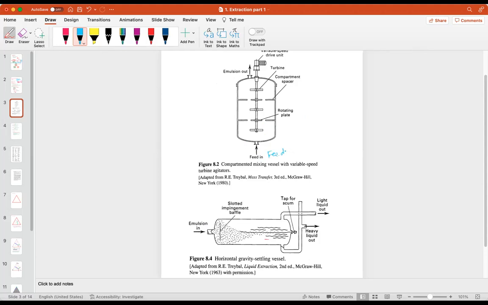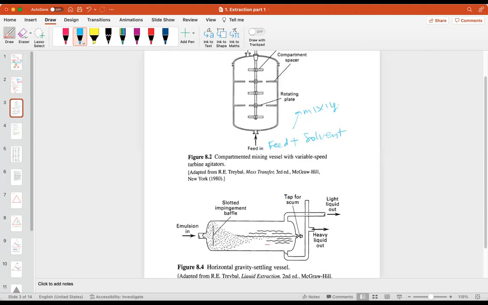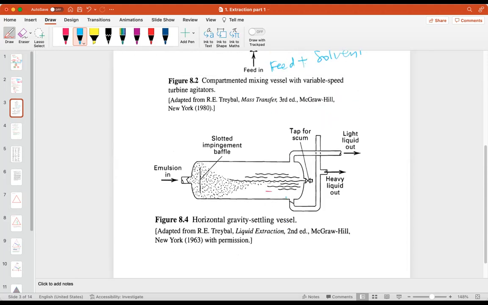We also add the solvent. When mixing together, after the mixing they will reach equilibrium. The time when we stop the mixing is actually when it reaches equilibrium, where the solute is more attached to the solvent. And after the mixing, it will separate into two phases, right?